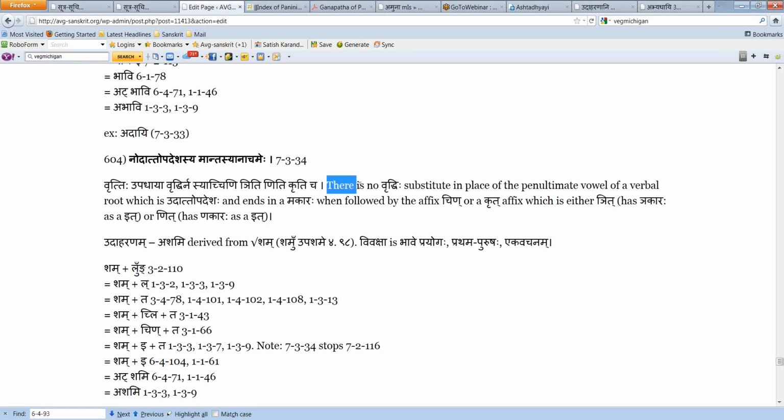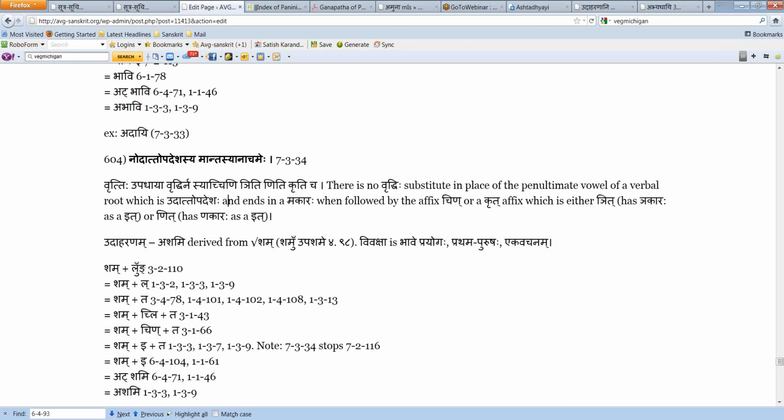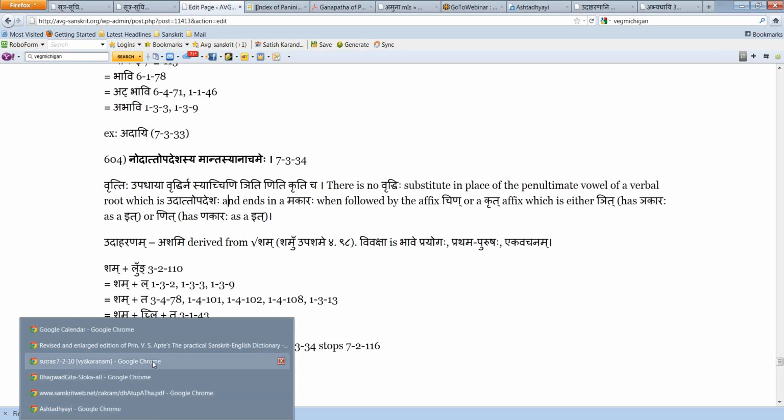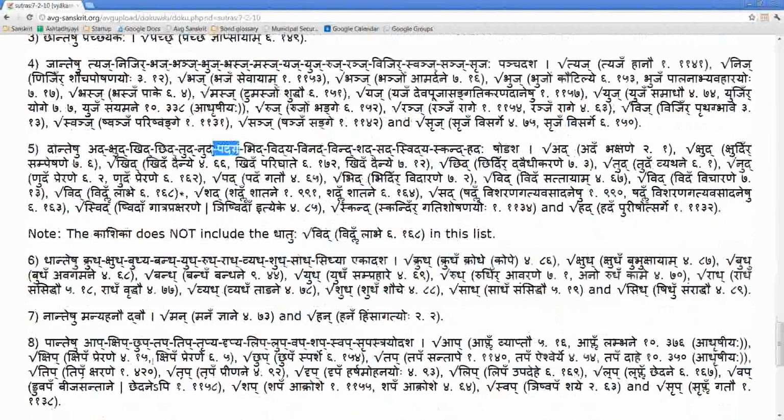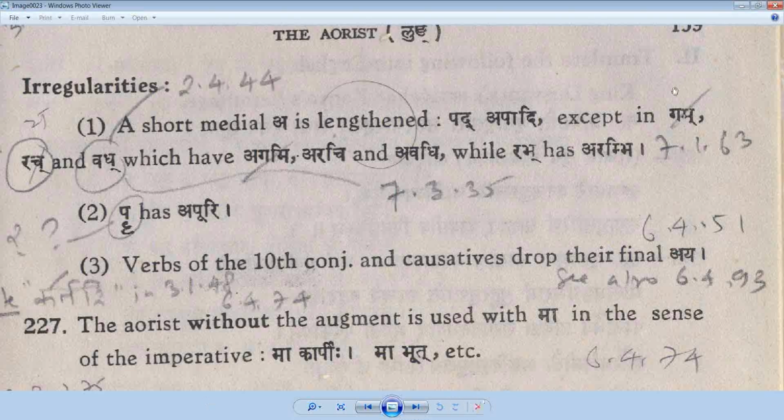There is no vriddhi substitution in the place of the penultimate vowel for a verbal root which is udattopadesha. Remember, in the mantras, there are four dhatus which are anudatta: Chatvaraha, nihataha, smrita, yamanama, gamarama. So we just did the dhatu Gam. That is anudattopadesha, so we don't have to worry about this sutram, because in the case of Gam there is no scope for applying 7334. 7334 applies to dhatus that are udattopadesha. Gam ends in a makara, that's fine, but Gam is anudattopadesha because of Gama, Nama, Yama, Ramaschattvaraha, four dhatus. So therefore, make one more note in the book: this Gam being anudattopadesha is not subject to 7334.